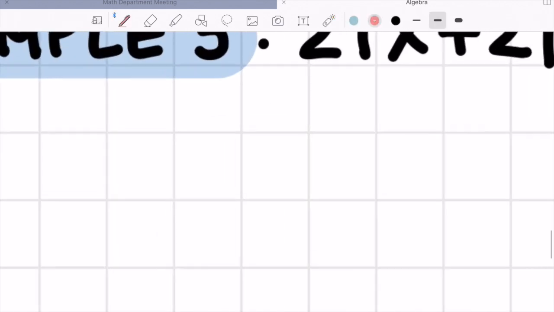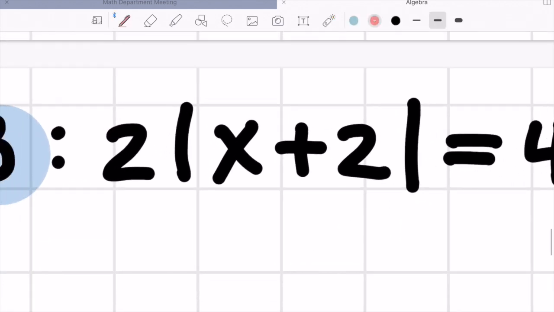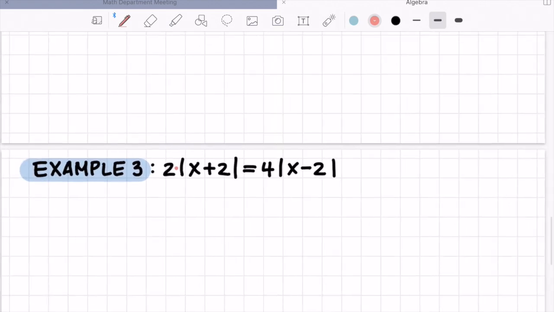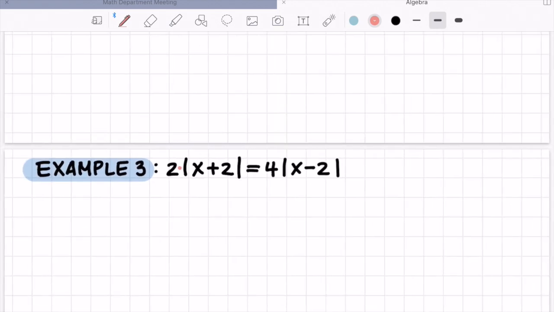And I see that 2 is multiplying with the absolute value of x plus 2. The reason why I wrote that multiplication sign is because I like to just see it there. I know it's imaginary, but it's always good to have imaginary things shown. So since it is multiplying, I want to do the opposite operation. And so my opposite operation would be dividing. So I'm going to divide by 2 on both sides.